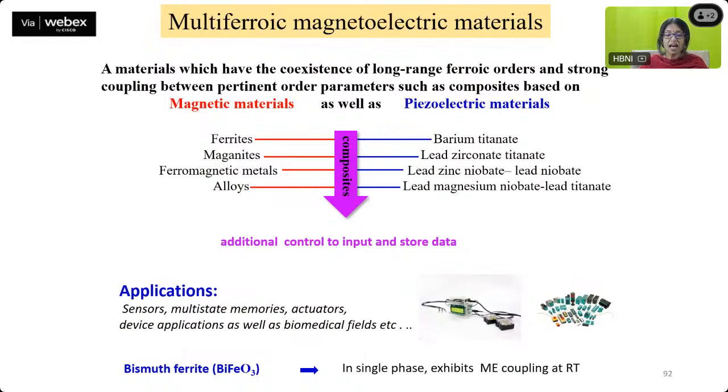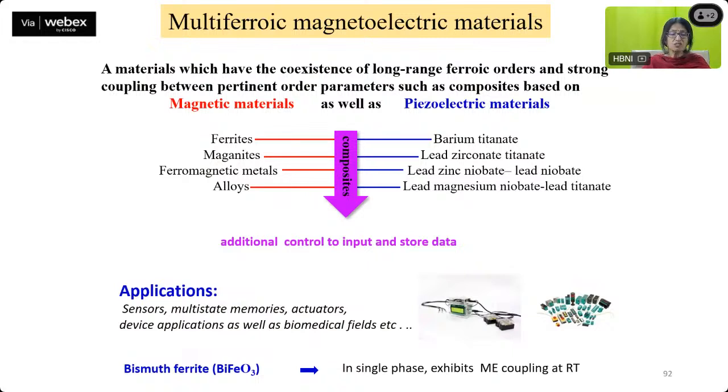So a material which has the coexistence of long-range ferroic orders and strong coupling between pertinent order parameters, such as composites based on magnetic materials as well as piezoelectric materials. So you can have ferrites like barium titanate, manganites like lead zirconate titanate, ferromagnetic materials, and you have lead zinc niobate or lead niobate alloys along with lead magnesium niobate lead titanate. So these are all the composites. So you can have additional control to input and store data.